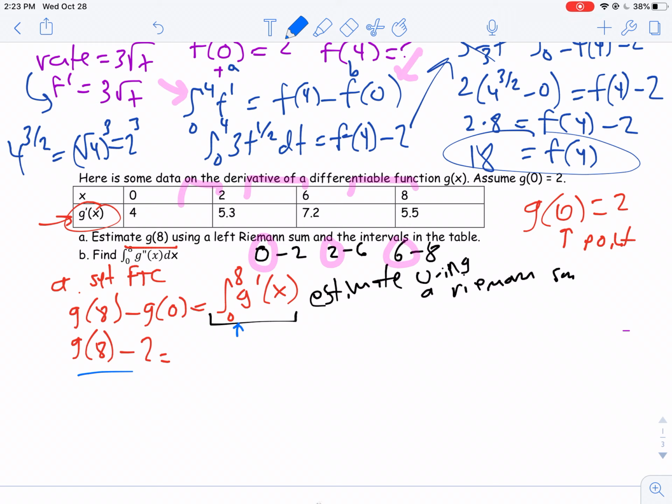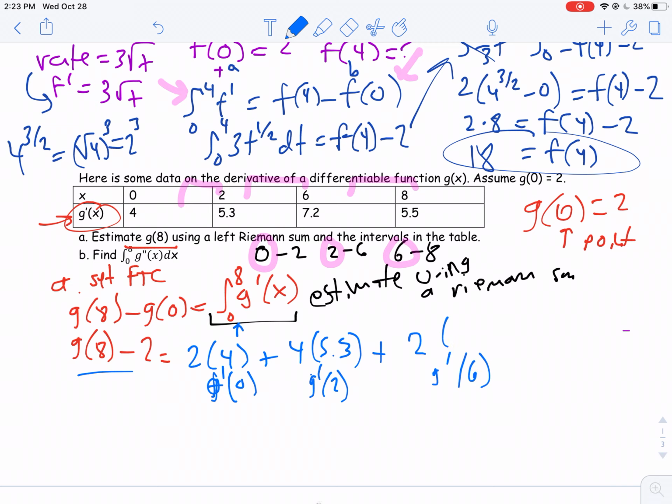So base times height. So that's 2 times g prime of 0. And then that's 4 times g prime of 2 at the left endpoint. So 4 times 5.3. And then 6 to 8, we have 2 times g prime of 6. So that's 2 times 7.2. Okay, so that's telling you that g of 8 minus 2 equals 8 plus 21.2, and then plus 14.4.